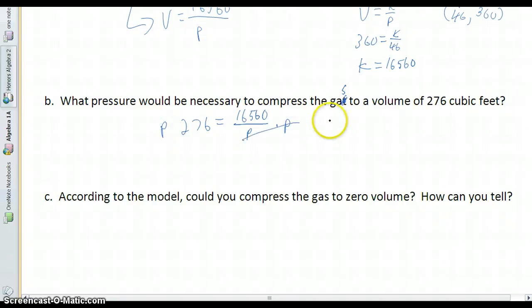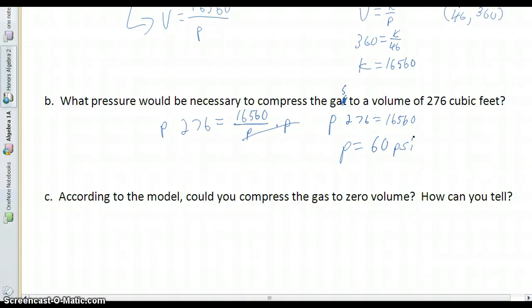And then now we just have P times 276 equals 16560. So when we divide by 276, we get that P should be equal to 60, and that's in PSI.